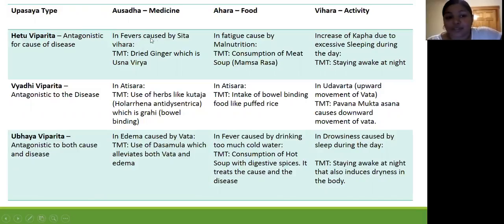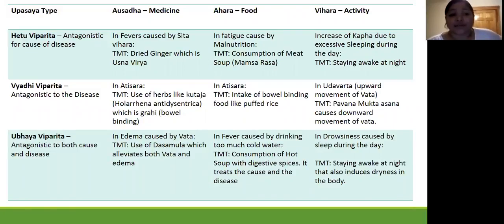So for instance, an example of this is a fever that is caused by shita vihara, or by using cold things. For instance, if you went out in the middle of winter, and it's very, very cold, and you ended up shivering and you got a fever.